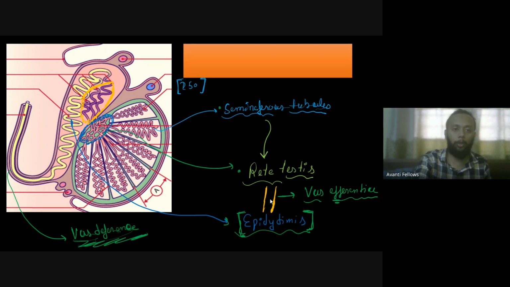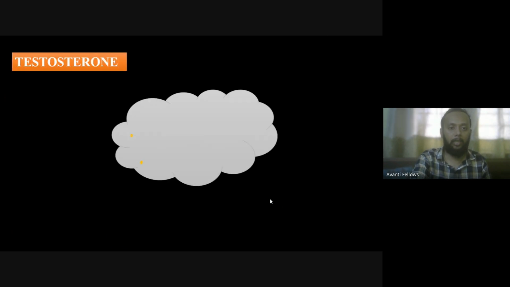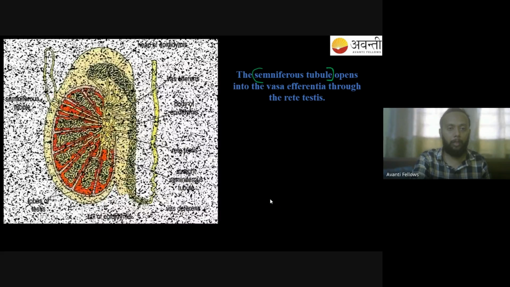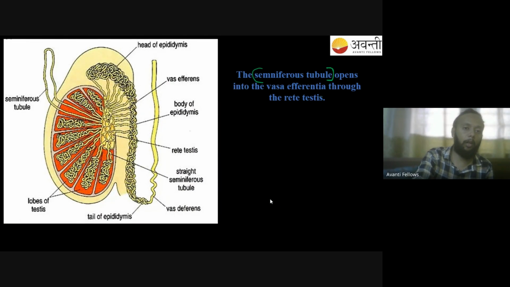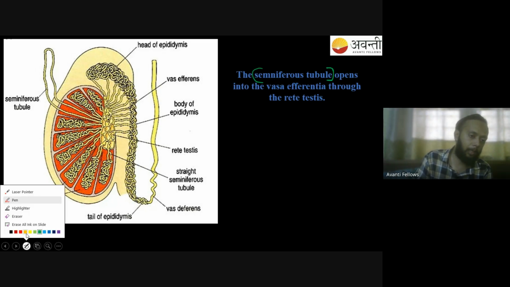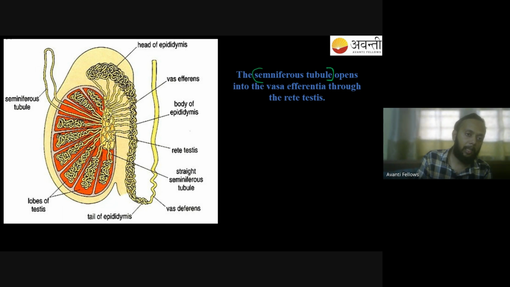So let me show you this thing somewhere over here. See now in this picture, you can very clearly see what the rete testis is. So let me label this again. This is my rete testis. Here the male gametes come from the seminiferous tubule.